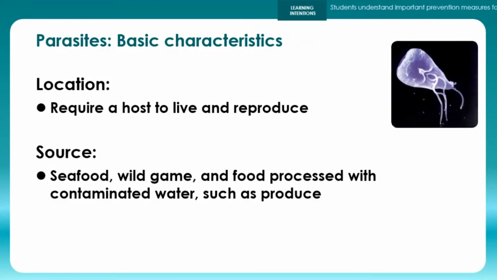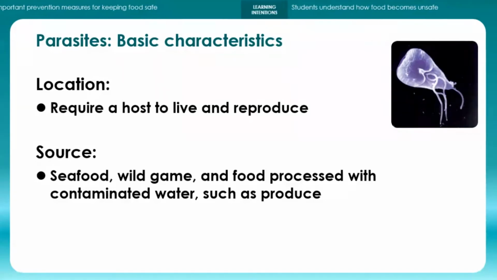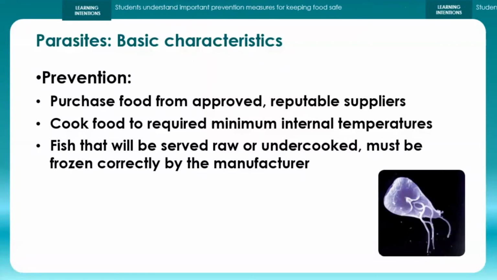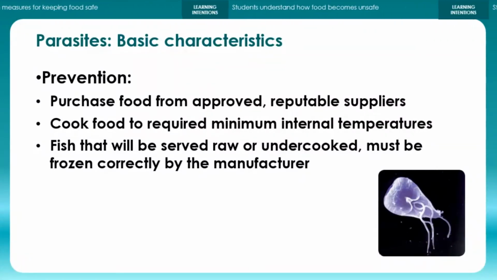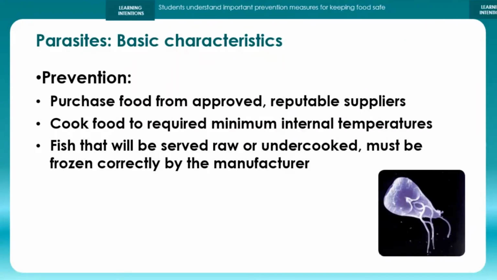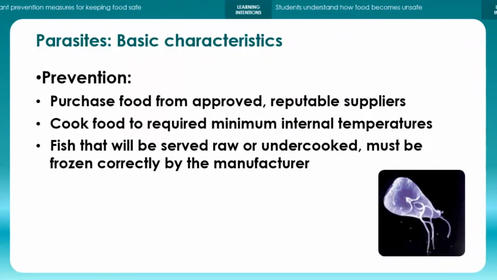Parasites, they require a living host to reproduce, and they can be found in seafood, wild game, venison, and others, and food processed with contaminated water. And the way to prevent that is purchase food from an approved supplier, a reputable one, cook food to the required minimum internal temperatures, that's the core temperature, and fish that should be served raw or undercooked must be frozen correctly by the manufacturer to kill off any parasites.